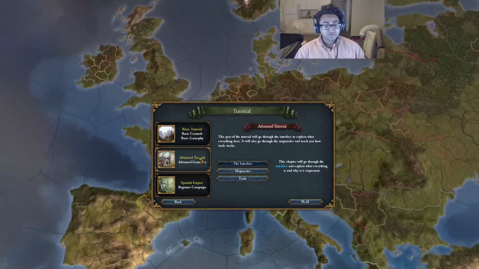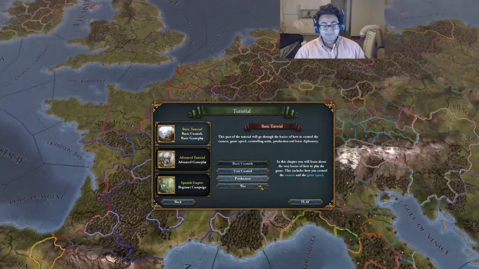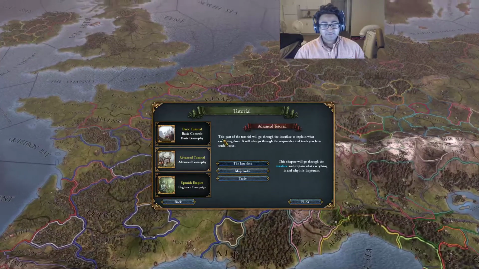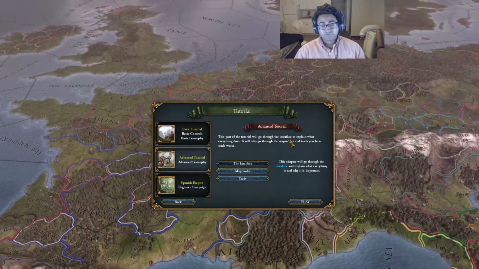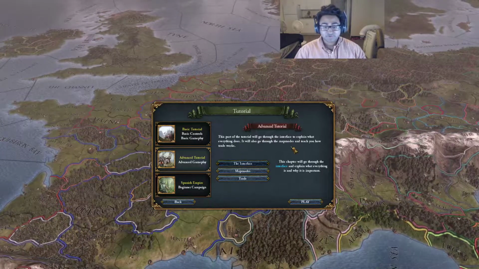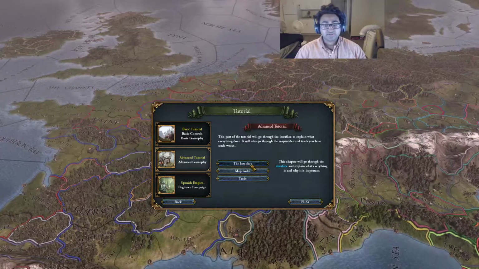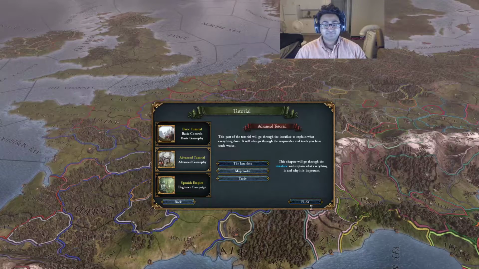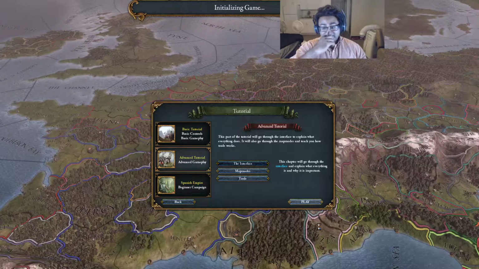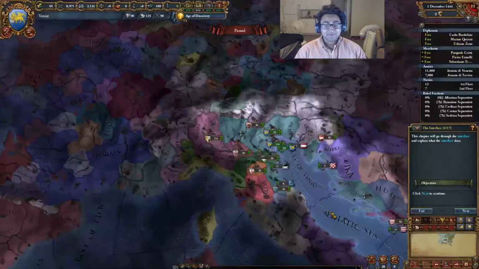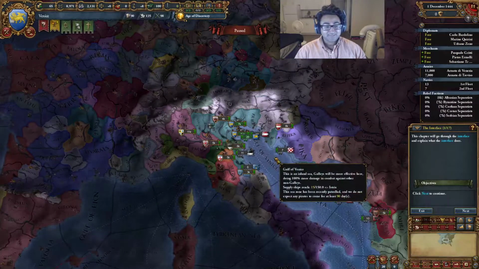So tutorial, let's do the advanced one. Last week you did the basic, now advanced. This part of the tutorial will go through the interface to explain what everything does. It will also go through the map modes and teach you how trade works. So let's begin. I definitely need these tutorials because, you know, I'm not great or anything. Wow.